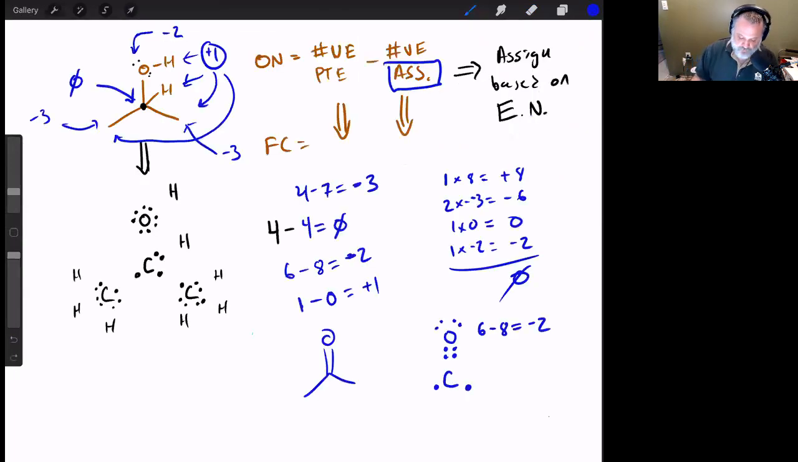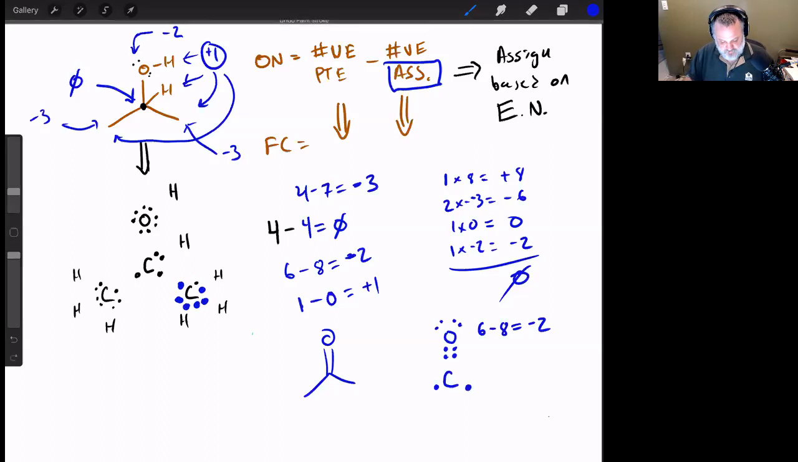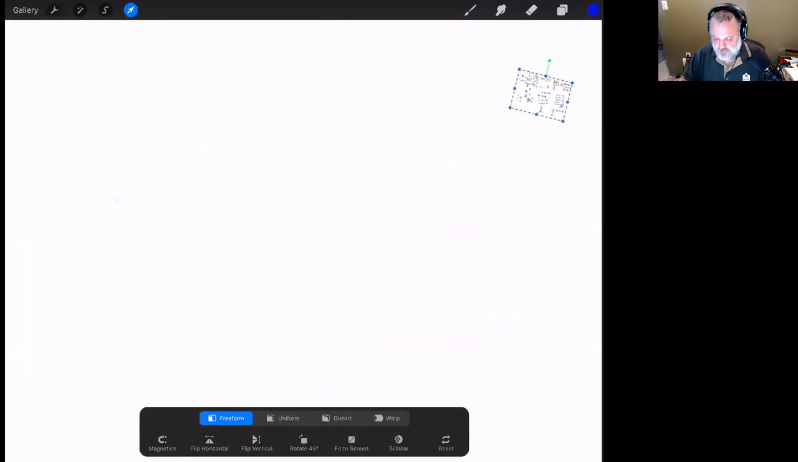Okay, and so I want to just pause right there real quick and make sure that there are no questions. Question for you. For the carbon, it's a 4 minus 7. Where did you get the 7 electrons? 1, 2, 3, 4, 5, 6, 7. Thank you. Yep. That undo button is magical.